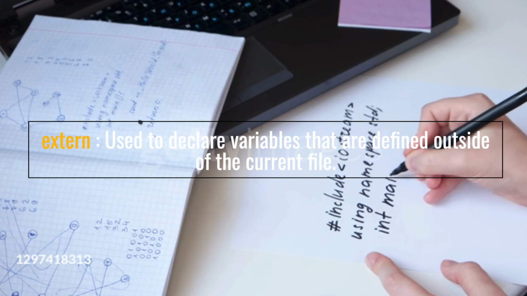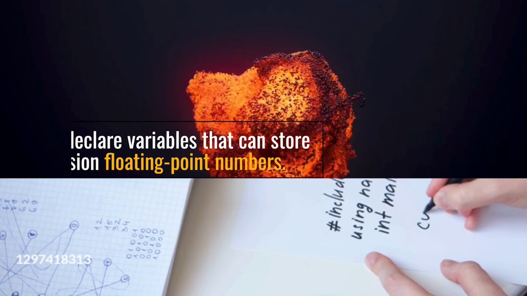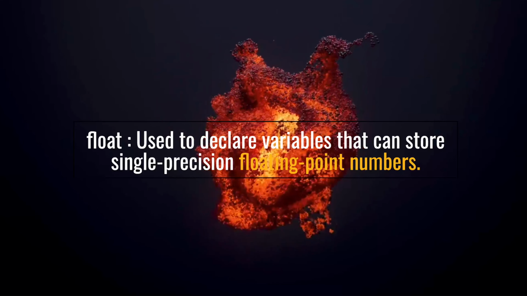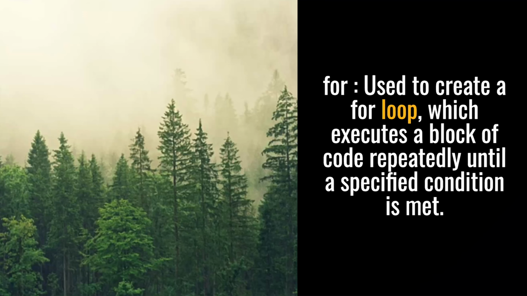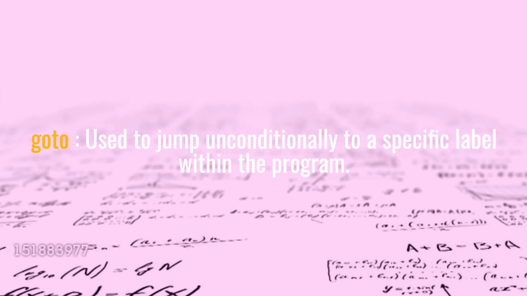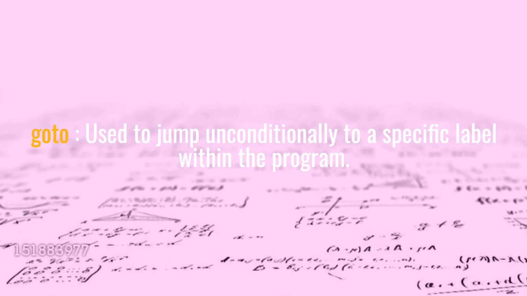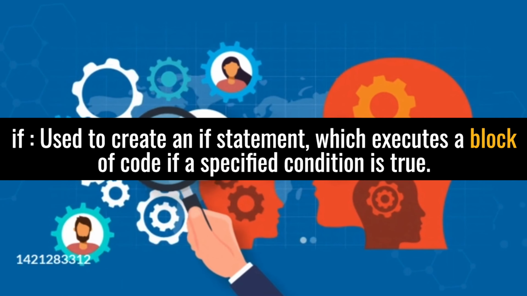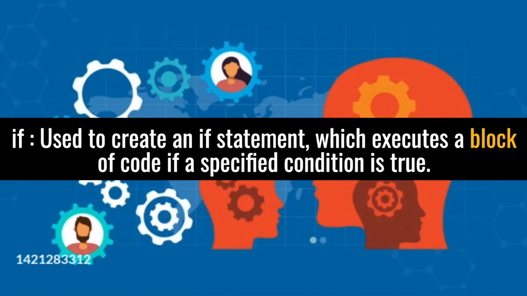Extern, used to declare variables that are defined outside of the current file. Float, used to declare variables that can store single precision floating point numbers. For, used to create a for loop, which executes a block of code repeatedly until a specified condition is met. Goto, used to jump unconditionally to a specific label within the program. If, used to create an if statement, which executes a block of code if a specified condition is true.